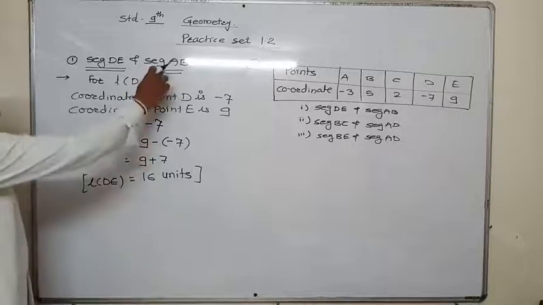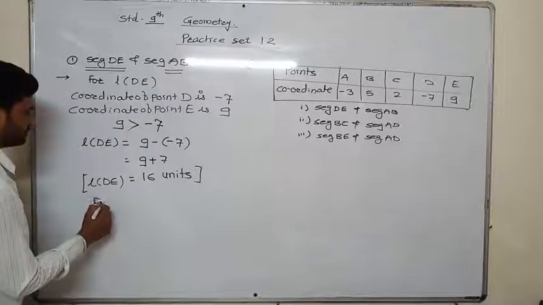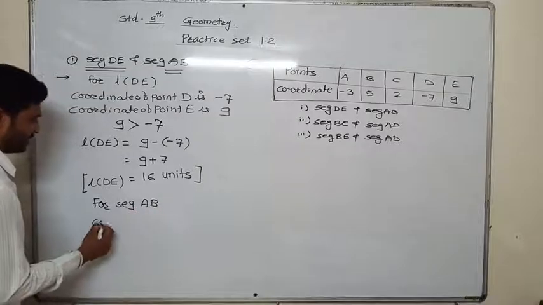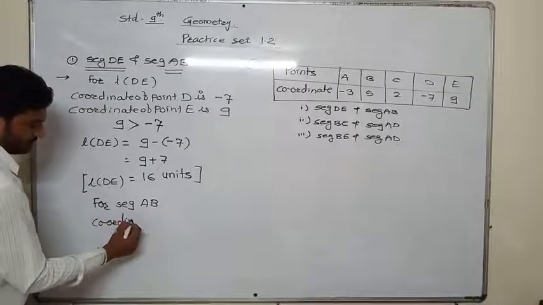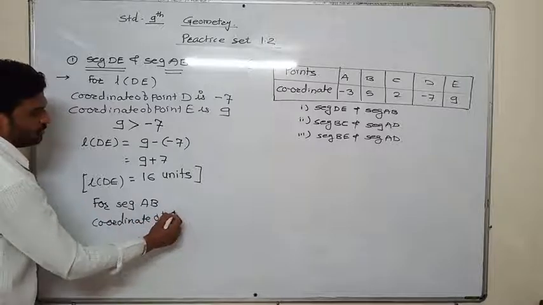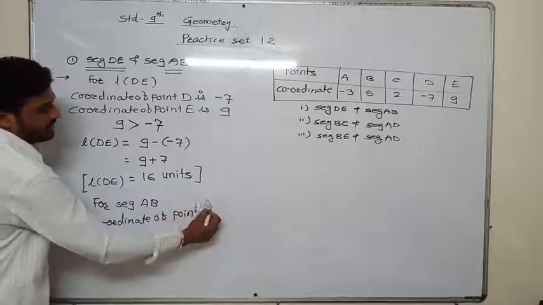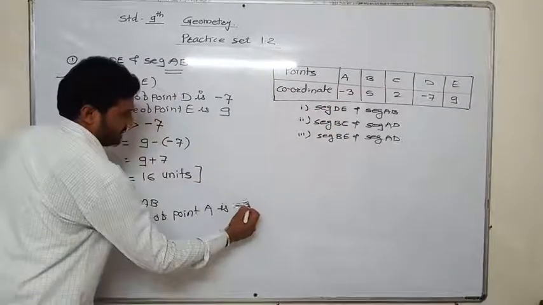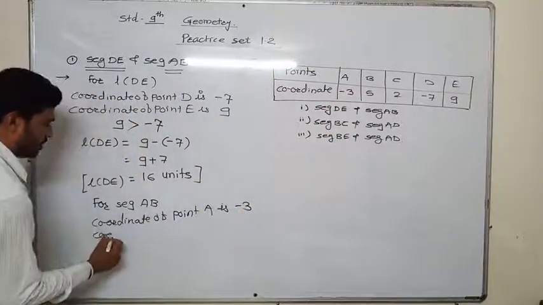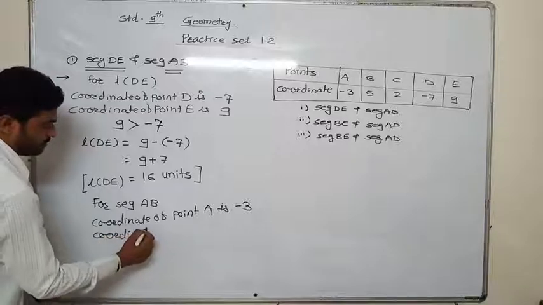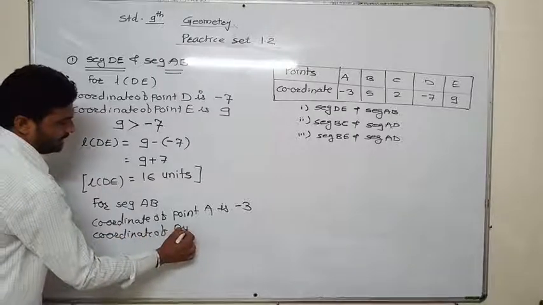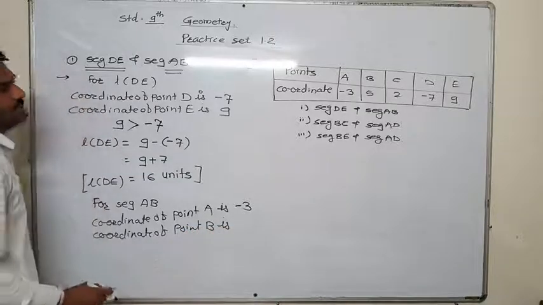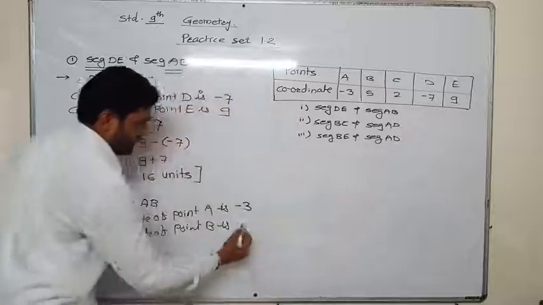After that, we find segment AB. For segment AB, first we find the coordinate of point A. What is it? Yes, very good, -3. After that, the coordinate of point B is what? Yes, the coordinate of point B is 5.